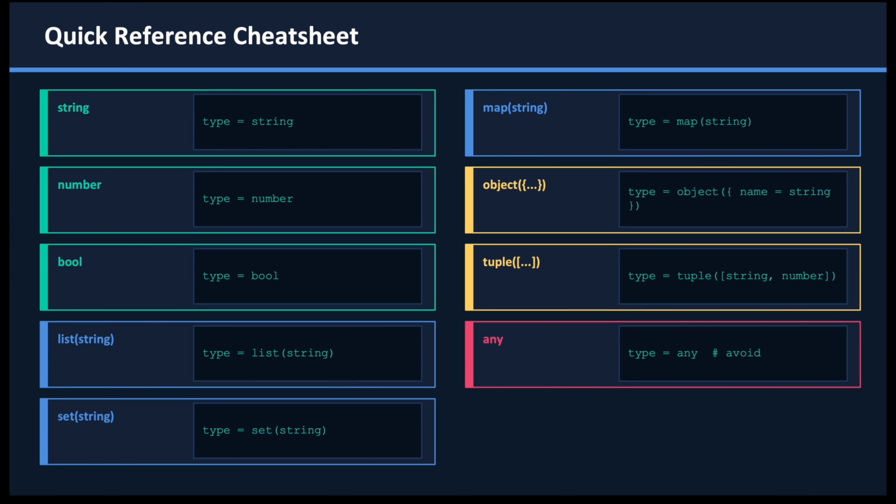Quick reference cheat sheet. This is your cheat sheet, so screenshot this. Primitive: string, number, and bool. Collections: list, set, map. Structural: object and tuple. Any: just avoid it. One slide is done. That's all, nine types. So types are simple. Use them right, and Terraform will never surprise you.